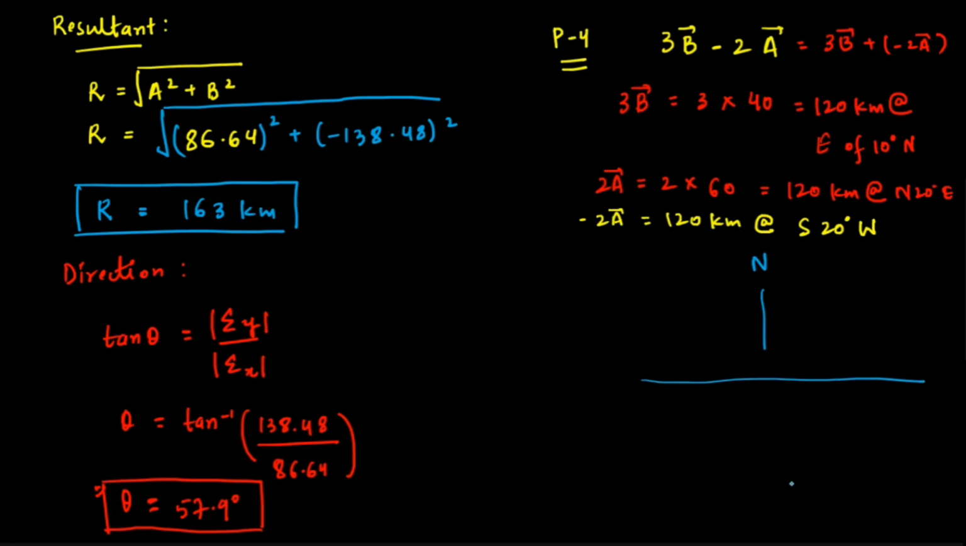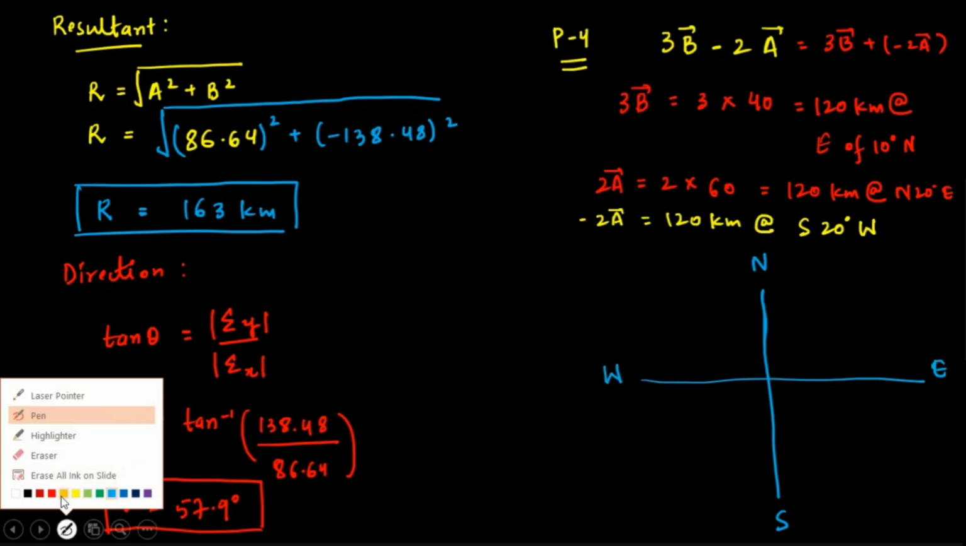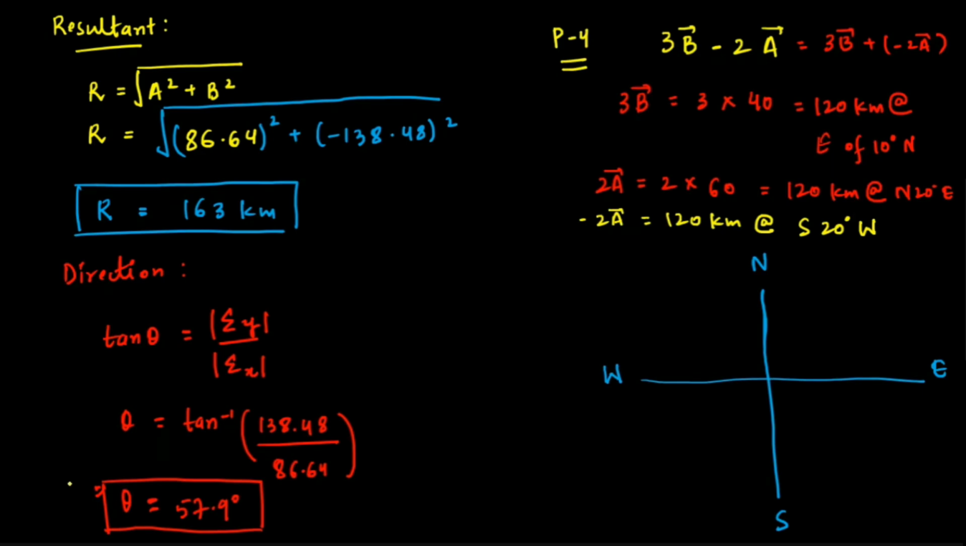This is north, this is south, this is east, this is west. We'll draw the vectors first. So we have the given vector, which is supposed to be 120 kilometers east of 10 degrees north.